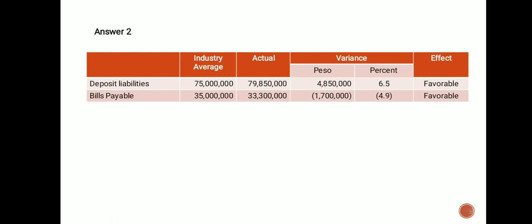And then we also have bills payable, the industry average data is 35 million pesos. And then the actual bills payable of Countrywide is 33,300,000. So there is a difference of 1,700,000 decrease, or equivalent to 4.9% favorable. I know this is confusing because usually the increase in liability has an unfavorable effect, but then here the increase in deposit liability is tagged as favorable. So the nature of the operation of the bank will explain this.